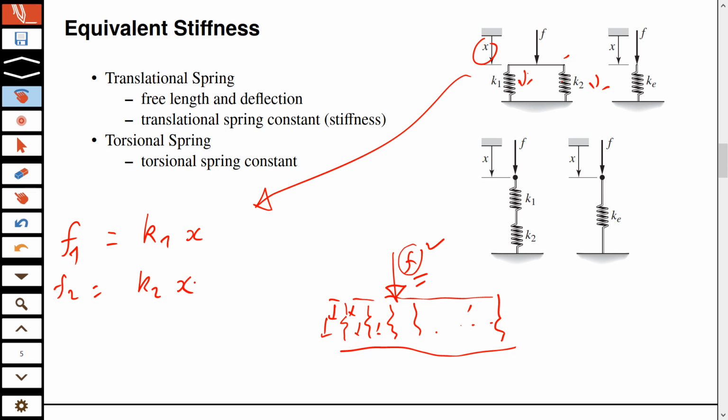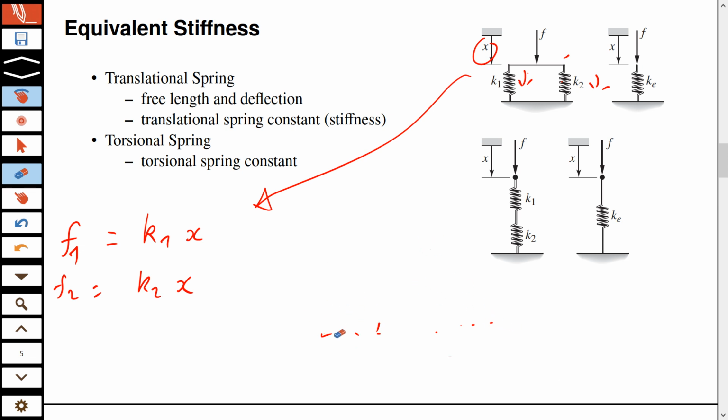So this is something you need to remember, that two springs are said to be in parallel if they have the same displacement and the force is divided among them. If I now add the two equations, I'll get (K1 plus K2)x, and the sum of these two forces will give me F, the combined force.